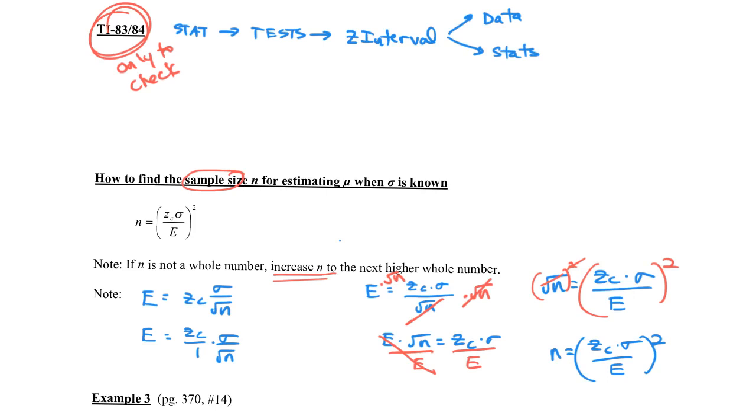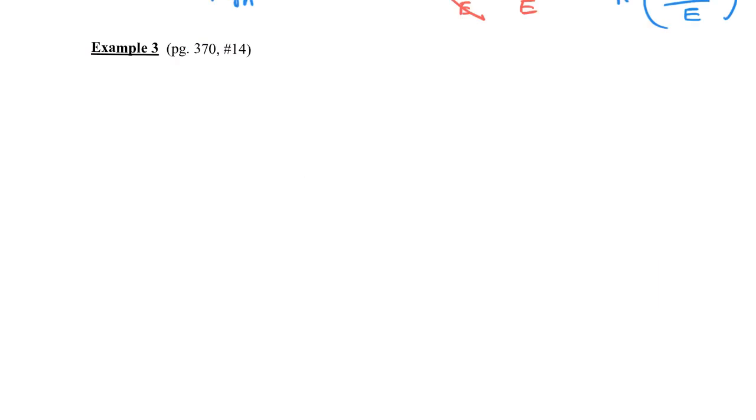So whatever we get, we just move it up. We don't round, we just always increase to the next highest whole number. So this example on page 370, number 14 from section 7.1 homework, says, suppose x has a normal distribution with a standard deviation sigma of 1.2.